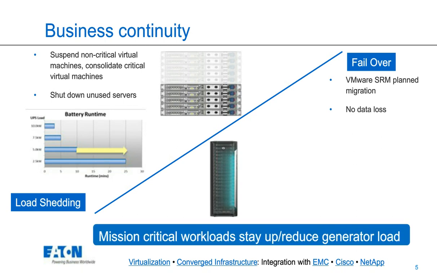It's going to consolidate the rest of the running virtual machines on fewer servers and then shut servers down. So in this example, we fixed it so that one half of the servers could shut off. Since we started out at 5 kW with 10 servers, we're down to 2.5 kilowatts with 5 servers, therefore taking the battery runtime from 10 minutes to 25 minutes.